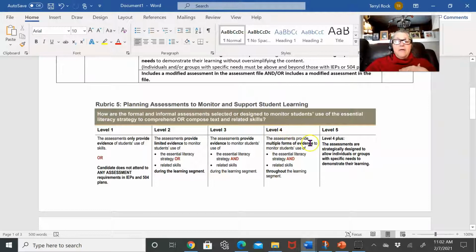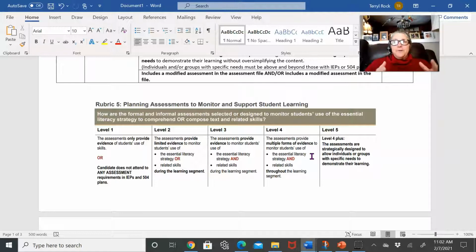And then for level 4, not just provide evidence, but provide multiple forms of evidence. Now, what they mean by that is not 15 types of bell work. Bell work would be considered one form of evidence. Exit slip would be one form of evidence. But you need to switch up stuff. I just mean that if you're using the same kind of exit slip.